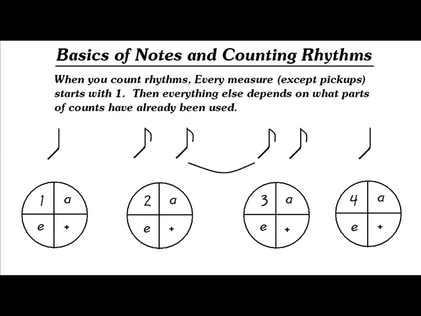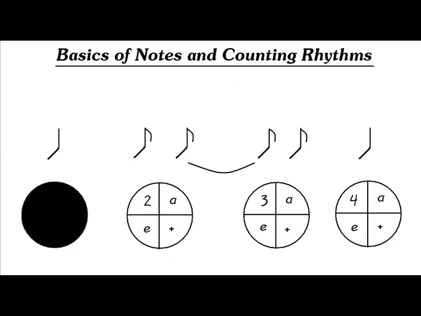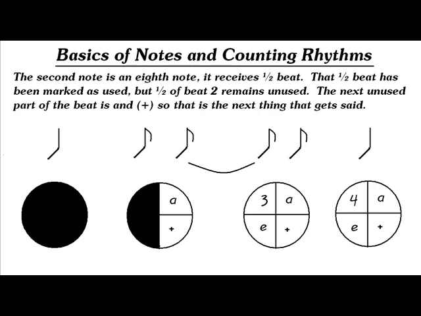Here's a rhythm that consumes a full measure of 4 beats or counts. The terms beats and counts are interchangeable. The first note is a quarter note, which receives 1 full beat. So, all the parts of that beat have been marked as used. The second note is an eighth note. It receives 1/2 of a beat. That 1/2 has been marked as used, but 1/2 of beat 2 remains unused.